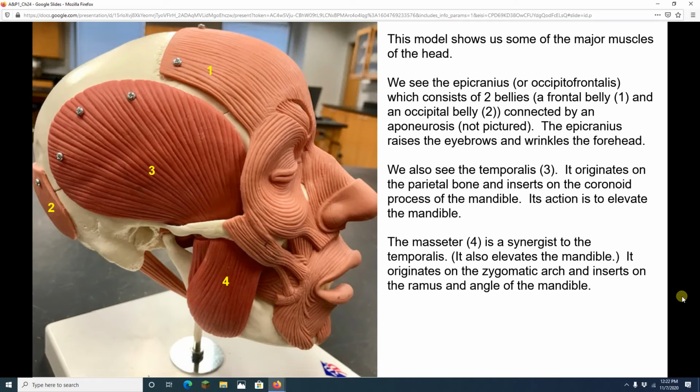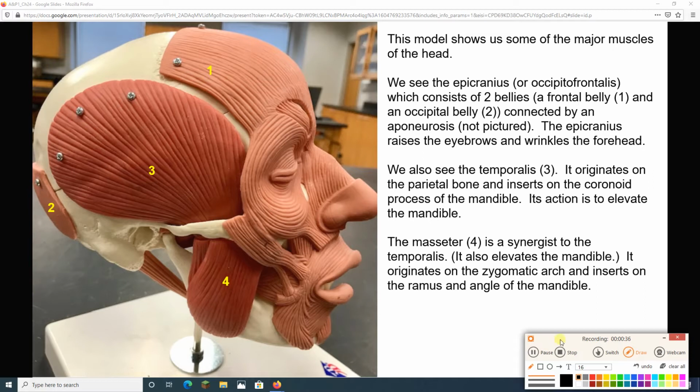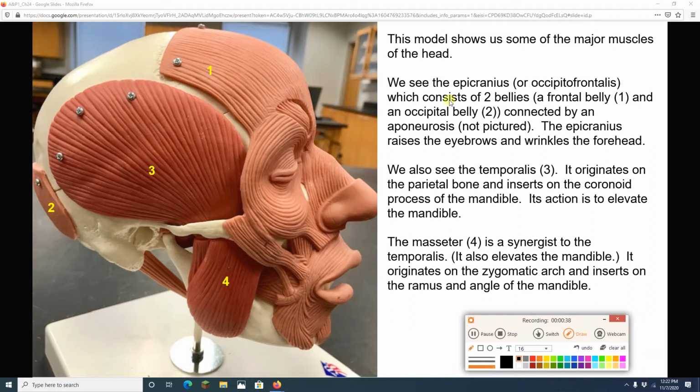And I want to start with a muscle called the epicranius. Check out that word right there, epicranius. Epi, on top of, cranius, the head. So the epicranius is on top of the head. Another name for it is the occipitofrontalis. And this is a perfect name because this muscle has two parts. One part right here is called the frontal belly of the epicranius. Another part right here is called the occipital belly of the epicranius. In between them, connecting right here to right here, would be this flat tendon.